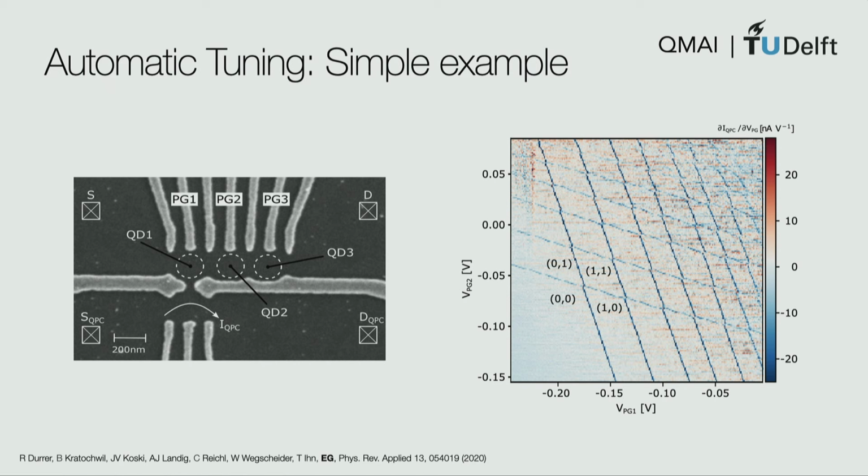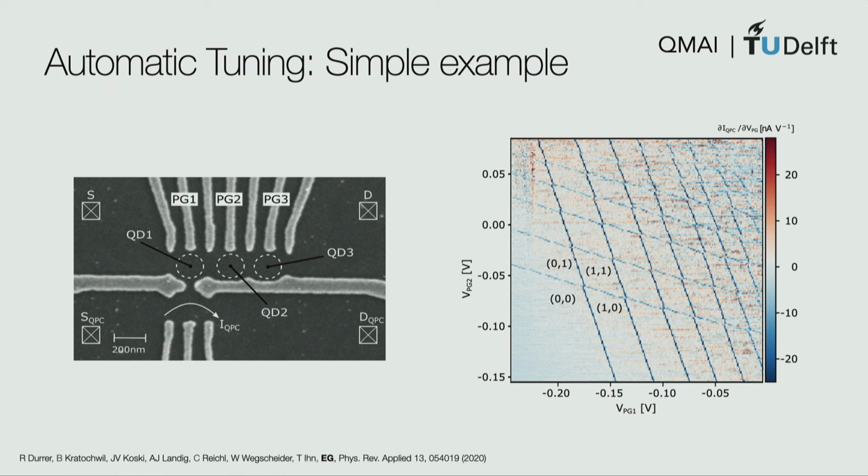The two axes are the voltages of the gates, PG1 and PG2. They're called plunger gates, but that's not important. So those electrodes have voltages, and I put them on my X and Y axis. And then the density plot is the current that goes through the device, meaning how my electrons are hopping from dot to dot. The color scale is the derivative of the current. So this plot is called a charge stability diagram. And what it tells you is how many electrons I have in each dot.